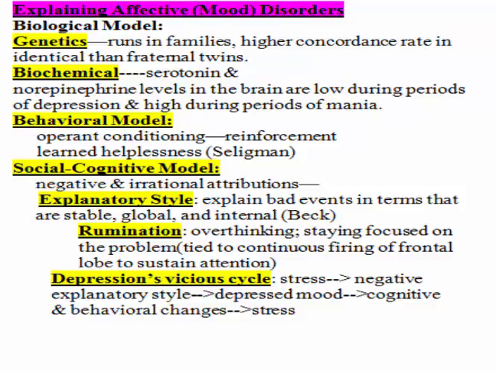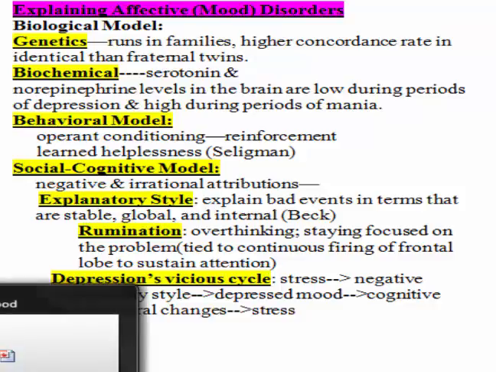The social cognitive model talks about negative and irrational attributions. So when we're looking at this one, your explanatory style kind of tends to come in. And when we talk about your explanatory style, it's just the way that you tend to explain things that happen, like bad events or things like that. And when people talk about these, they talk about them as stable, global, and internal. And that creates kind of the perfect storm for depressive symptoms. Rumination is overthinking, so continually focusing on a problem and sort of just overthinking it would be the way to explain it.